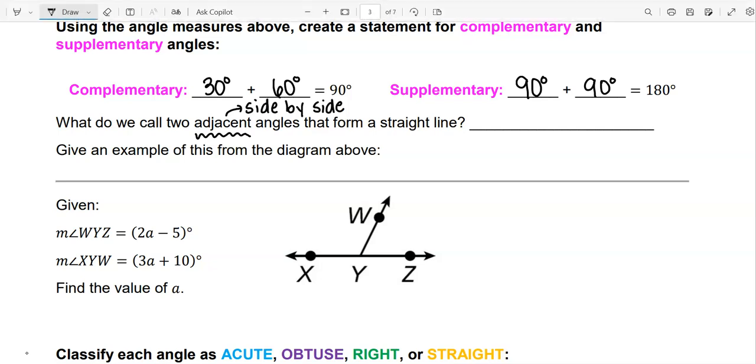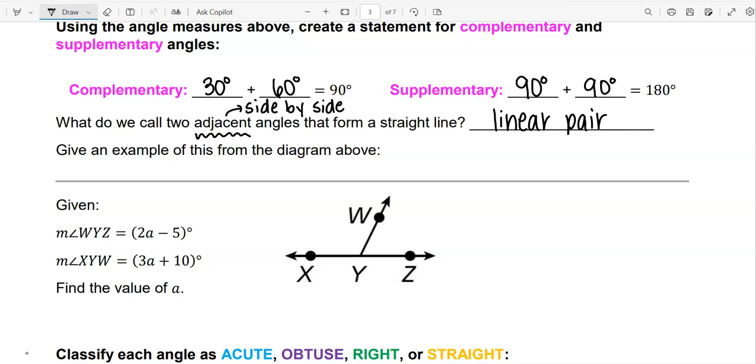If they are side by side, that means that they share a side. So 2 adjacent angles share an arm, okay? They share a ray. If 2 adjacent angles form a straight line, we call that a linear pair. What's linear mean? Line. Pair, 2. Does pair mean 3? No, pair means 2. So if you have 2 angles that are side by side, they share a side, and they form a straight line, it's called a linear pair. That's a vocab word you need to know.